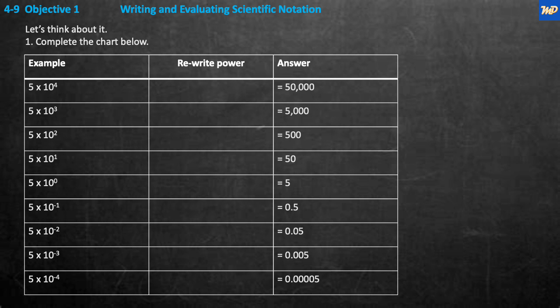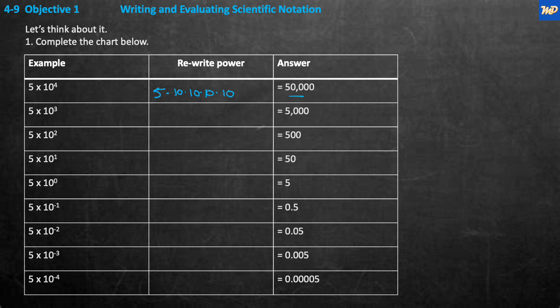What they're saying here is to take the number 5, and we're going to multiply that times 10 to the 4th power. Well, what is 10 to the 4th power? It's 10 times 10 times 10 times 10. So 10 times 10 is 100, 100 times 10 is 1,000, and 1,000 times 10 is 10,000. So 5 times 10,000 is equal to 50,000.